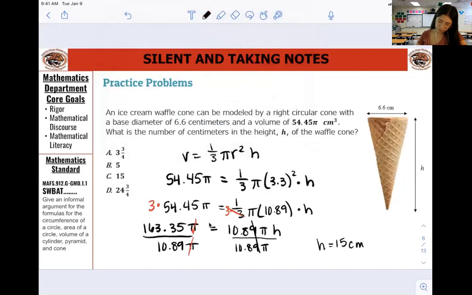15 centimeters cubed. So that's this one. Any questions? For those of you who got answer choice B, I have a feeling that you forgot about the pi, and maybe you divided that by 3. I'm not sure. But does anyone have questions on how we got 15?